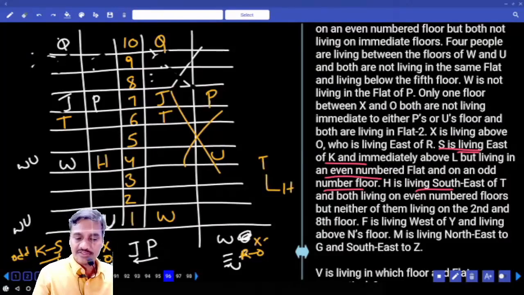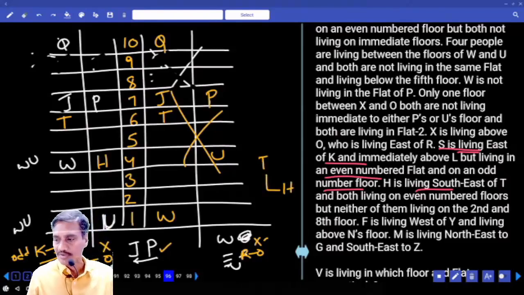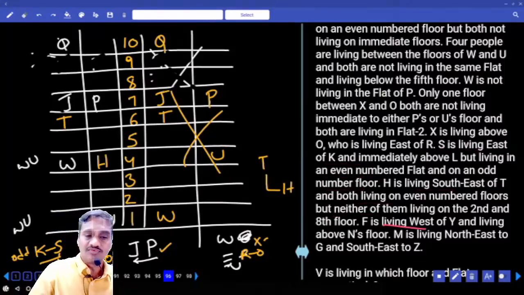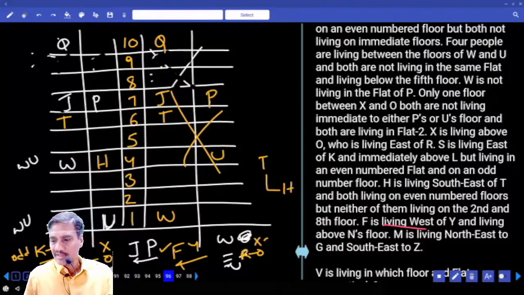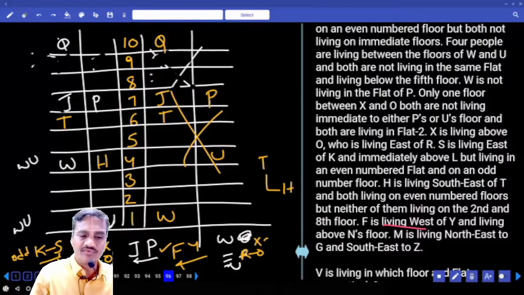J and P are done. X, O and R, we need to consider this one as well. Both are living on even numbered floors, but neither of them on the second or 8th. F is living to the west of Y. F and Y are together, and living above N's floor. F and Y, these two persons are living above N's floor. No information about N as of now.